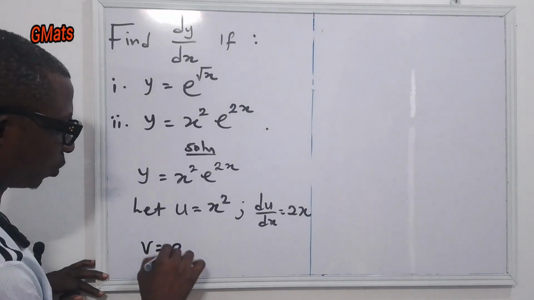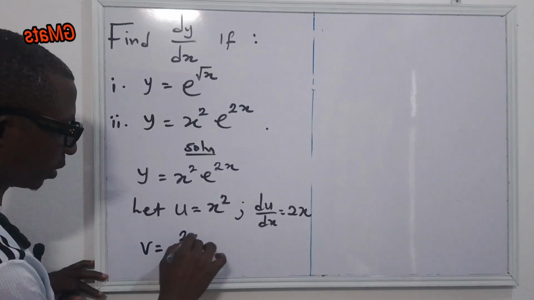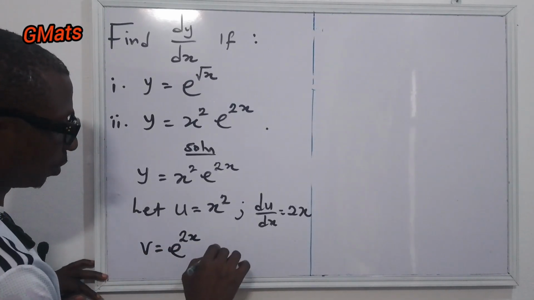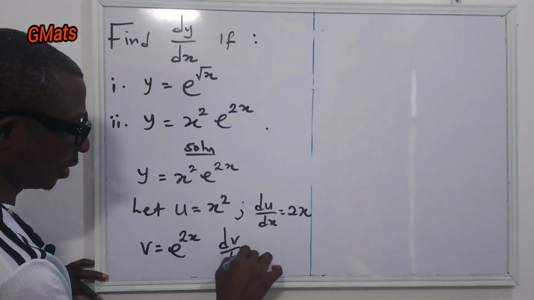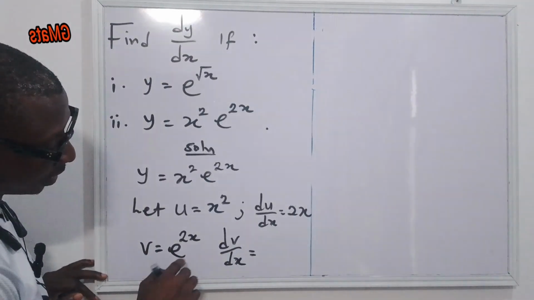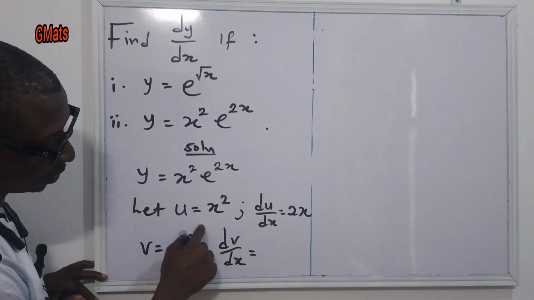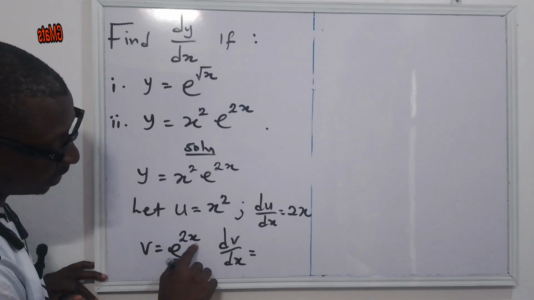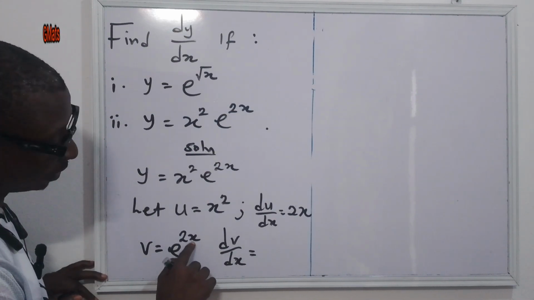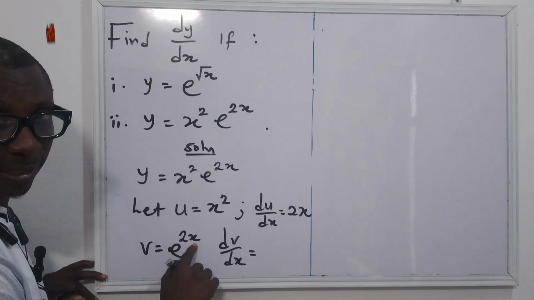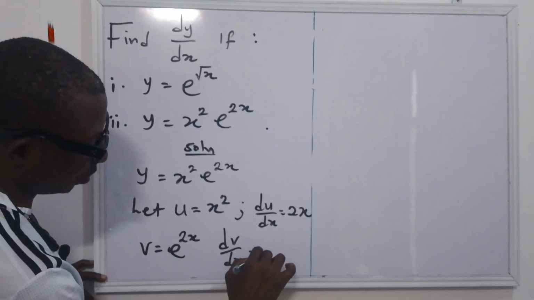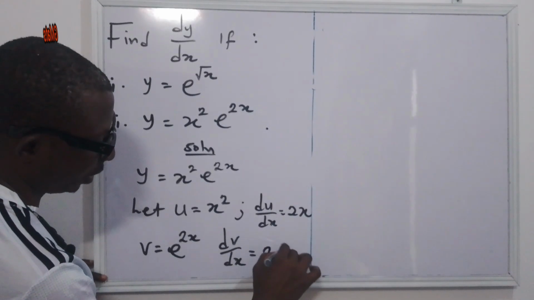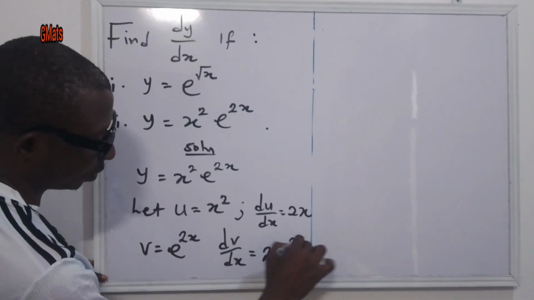Now let's say v equals e raised to the power of 2x. So now the dv/dx here, do you remember? I will find the derivative of the power. Now the derivative of 2x is 2. So that means our answer will be 2 e raised to the power of 2x.